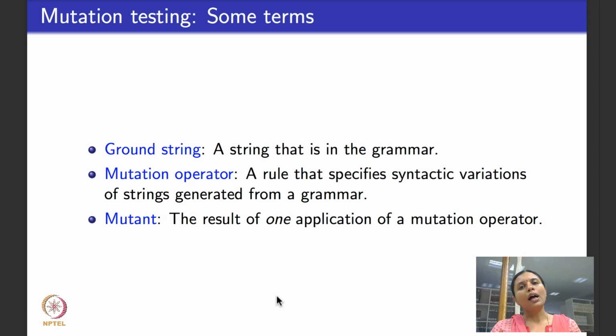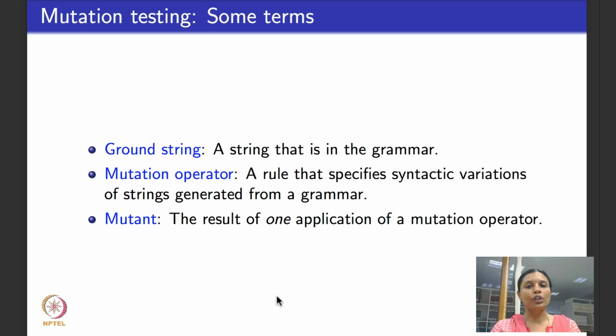And how do I mutate? I mutate by applying what is called a mutation operator. What is a mutation operator? A mutation operator is a production rule or a rule that specifies syntactic variants of strings that can be generated from the grammar. Every string generated by a grammar, as we saw in the last lecture, comes by applying a sequence of rules one after the other, till we get a string only of terminals. At some point during the sequence of derivations that I apply, I decide to apply another rule instead of the original rule that was used in the string, and such a rule that I apply instead of the original rule is what is called a mutation operator. So I begin with a ground string, I apply a mutation operator.